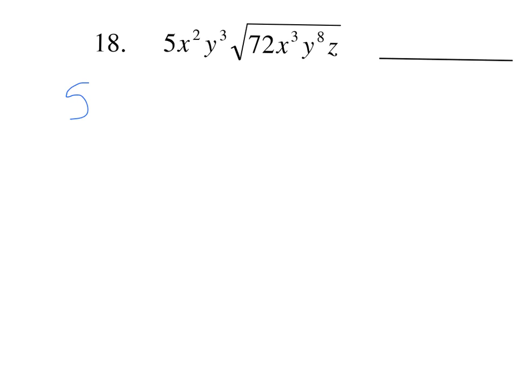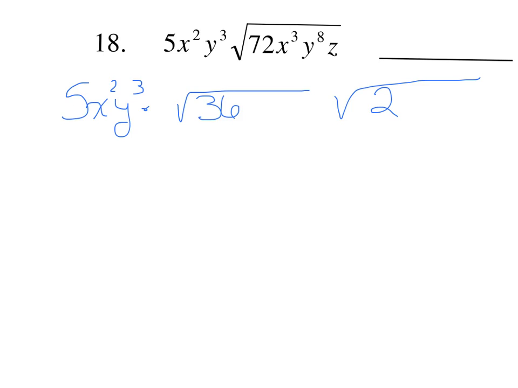Number 18, we have 5x squared y cubed on the outside. We have a 72. The factor of 72 that's a perfect square is 36. 36 times 2 makes 72. We're going to break up the x to be x squared and 1 extra. The y to the 8 is perfect, so it can stay in the perfects.